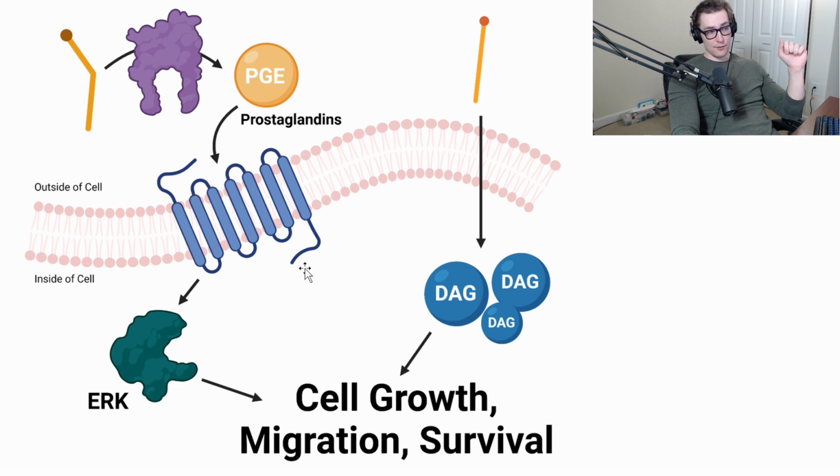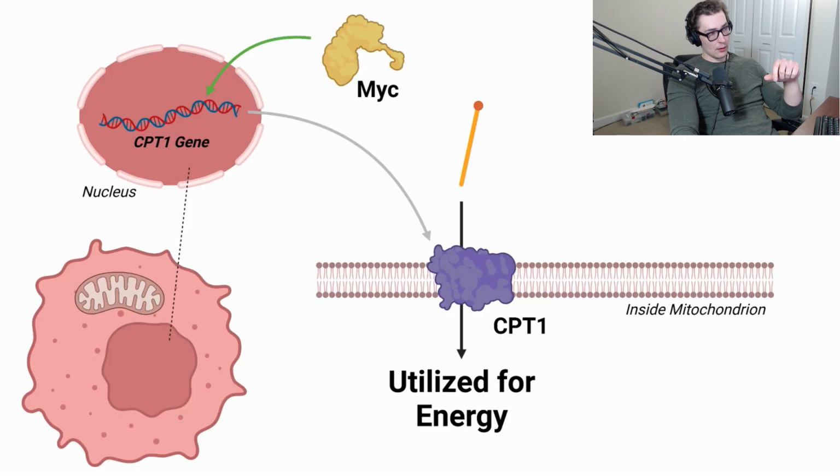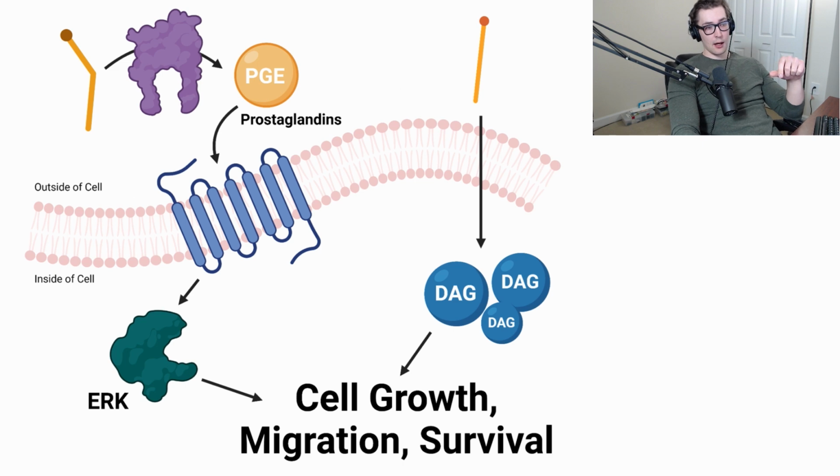This leads to a series of changes that are not depicted, and this eventually leads to a ton of cell signaling that eventually activates a protein known as ERK, which then leads to particular genes being read, just like we did with CPT1 here. So these proteins would enter the nucleus and read these genes and lead to the greater expression of proteins that help in cell growth, cell migration, and cell survival. Cell migration being like metastasis.